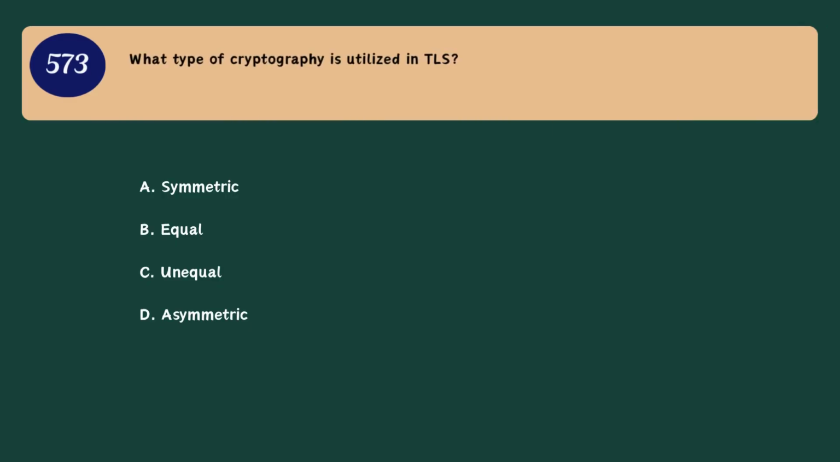Question 573. What type of cryptography is utilized in TLS? A. Symmetric. B. Equal. C. Unequal. D. Asymmetric.